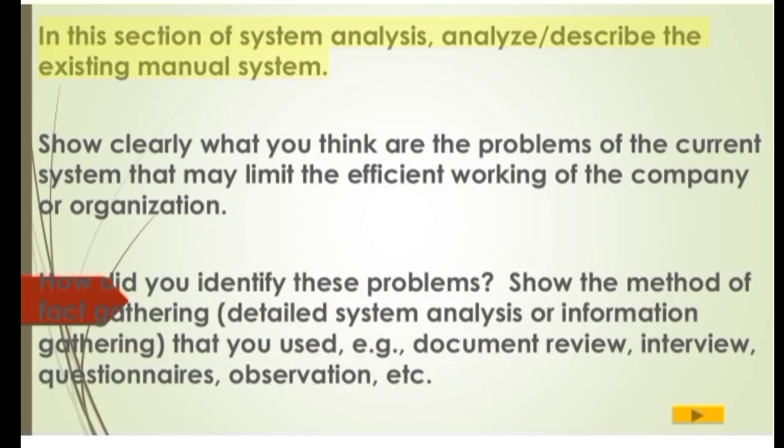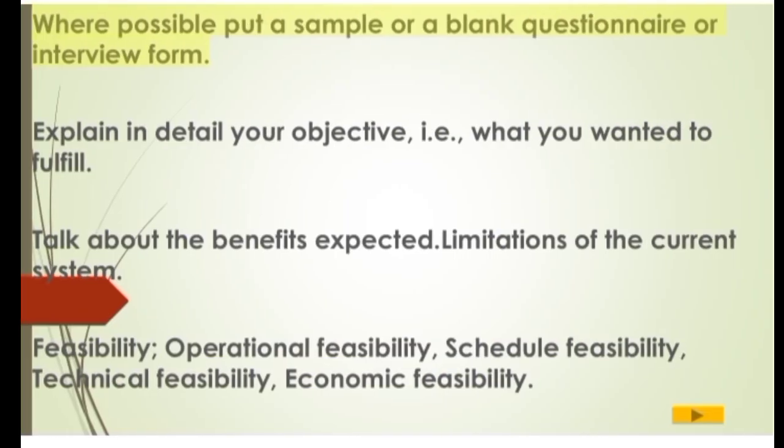In this section of system analysis, analyze and describe the existing manual system. Show clearly what you think are the problems of the current system that may limit the efficient working of the company or organization. How did you identify these problems? Show the method of fact gathering, detailed system analysis or information gathering that you used, e.g., document review, interview, questionnaires, observation, etc. Where possible, put a sample or a blank questionnaire or interview form.